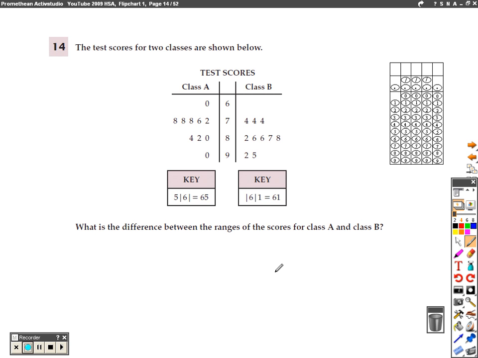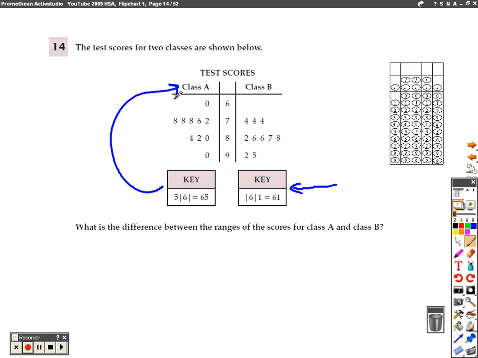In problem number 14, the test scores for two classes are shown below, and you can see that they've been recorded in a chart. It's very important to look at the key. This is the key for the right side for class B, and this is the key for class A.